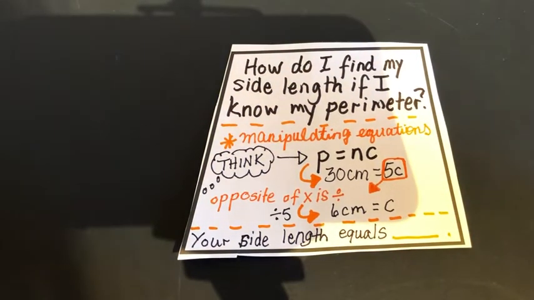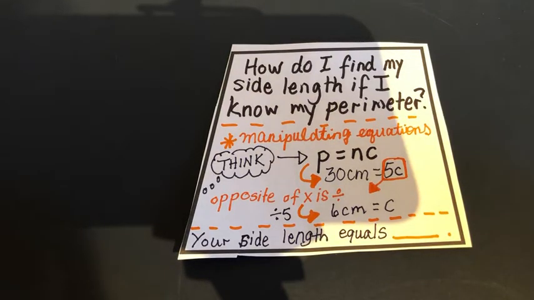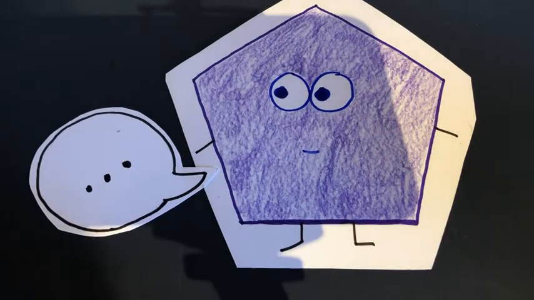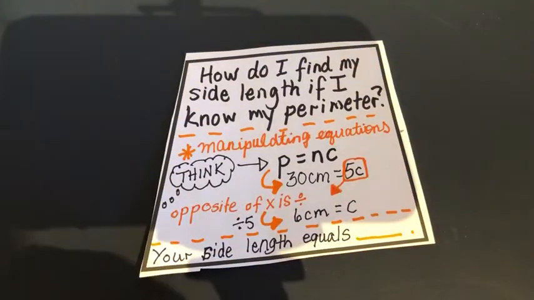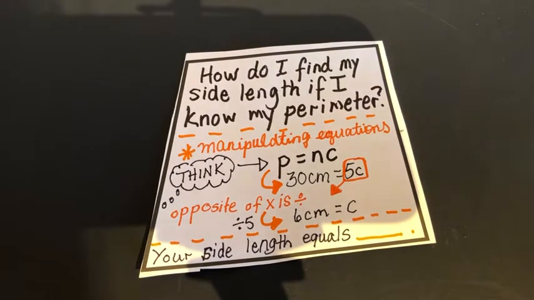But wait a minute. He goes, "How do I find my side length if I know my perimeter? What if I forget what my side length is?" And so again, he goes, "Listen, dude, you got this. You just have to remember how to manipulate equations. You learned that in term 1, dude. You have to think."